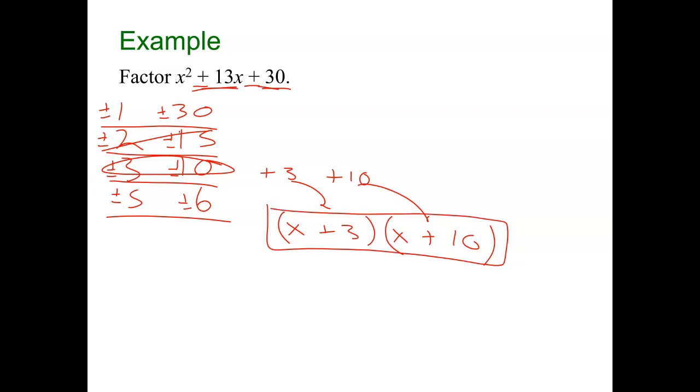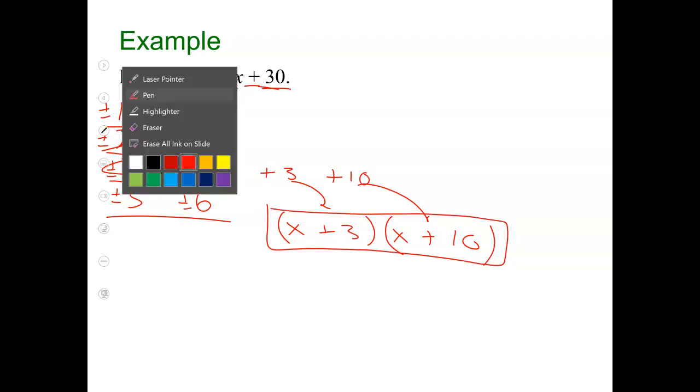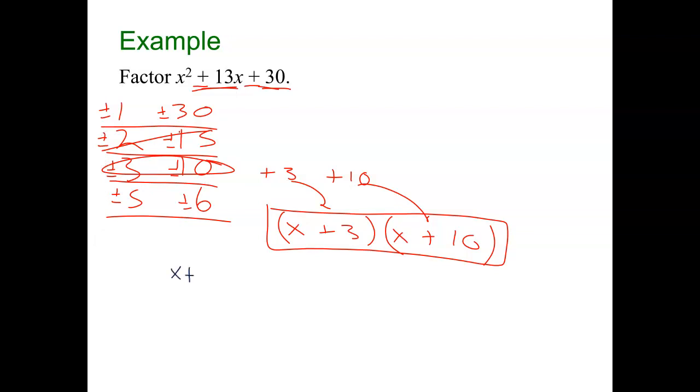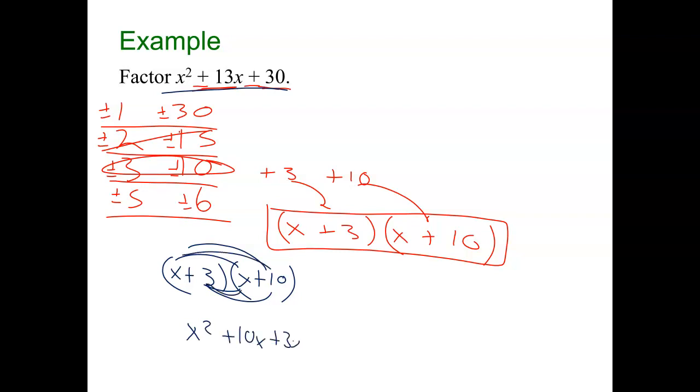There it is. Now, if you're unsure, especially as we start to get to more complicated examples, if you're unsure whether or not you did it right, you can take your factors and just distribute and multiply and make sure you end up back here. So x times x gives me x squared. X times 10 gives me 10x. 3x plus 30. I combine my like terms. I know that it's good. So if you want to check your work, it's pretty easy to check. Multiply everything back together, and you're good to go. All right?